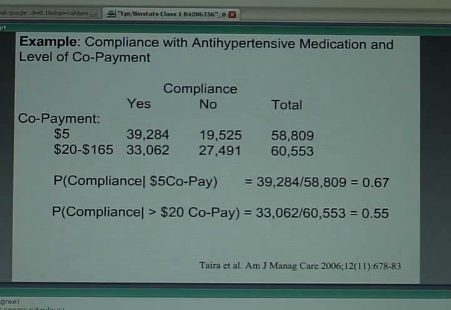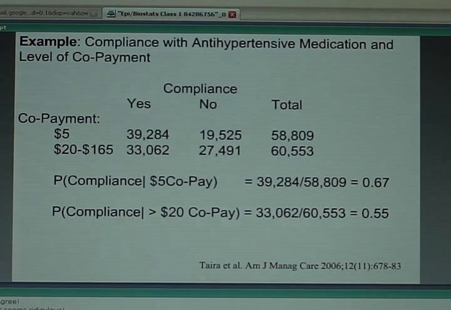Among the 58,000 people who had a $5 copayment, 39,000 of them complied with their medication. That means 67% of those people complied. Among the 60,000 who had a higher copayment, 33,000 complied, only 55%. So 67 and 55% are the cumulative incidence of compliance, the risk of compliance, among the $5 copay group and the greater than $20 copay group.